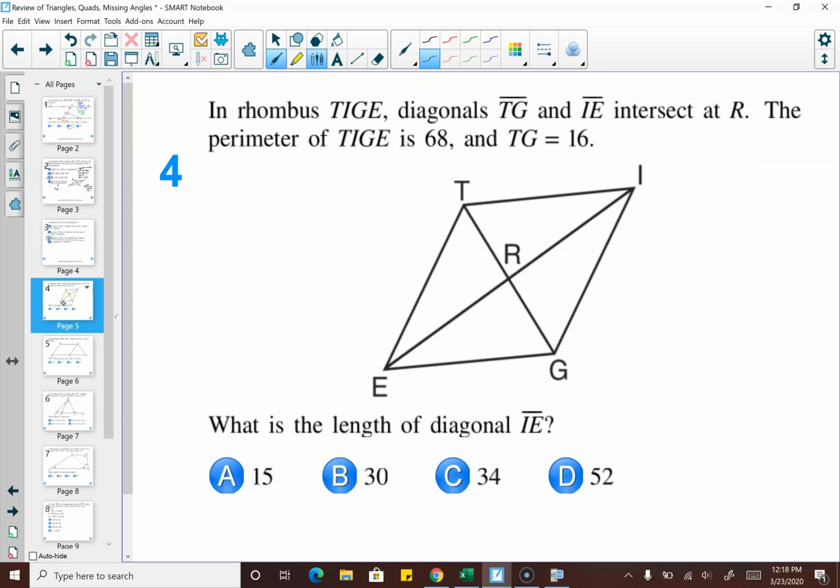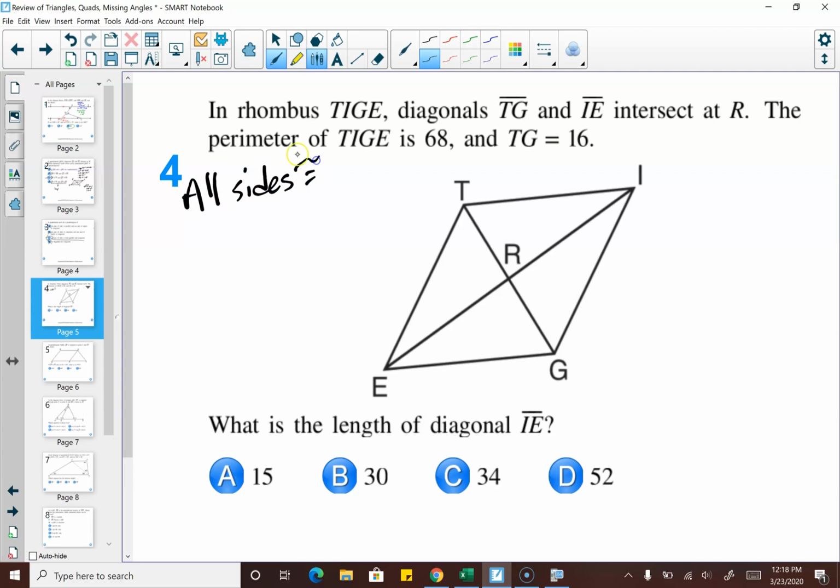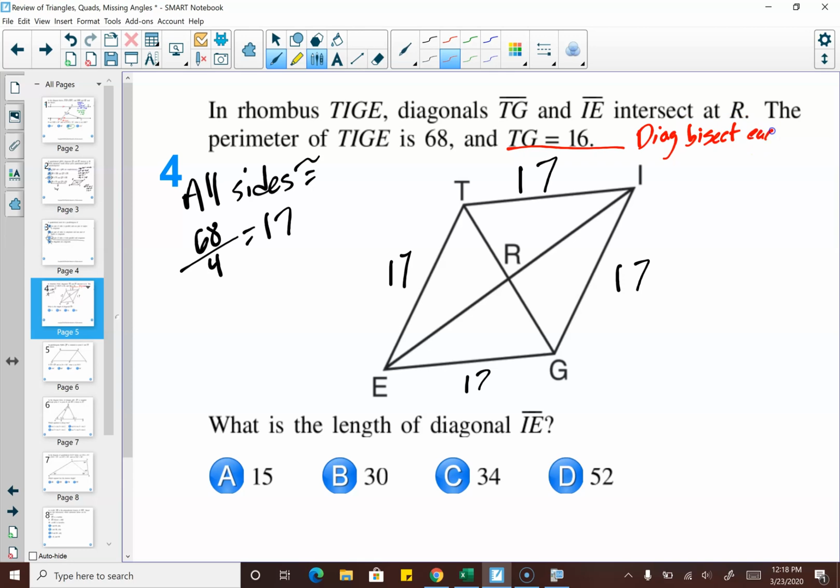In rhombus TIGE, diagonals TG and IE intersect at R. The perimeter of TIGE is 68 and TG is 16. So there's a couple things here. If the perimeter is 68, we know all sides are congruent. So 68 divided by 4 is going to give us 17. So we know that all the sides here are 17. The next thing is this. The fact that TG is 16, well, we have to remember our carryover property from parallelograms, that the diagonals bisect each other. So that really gives us 8 and 8.